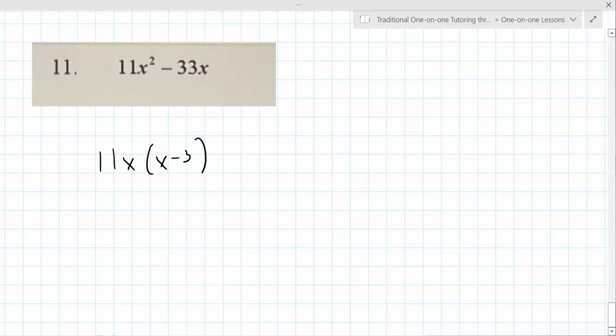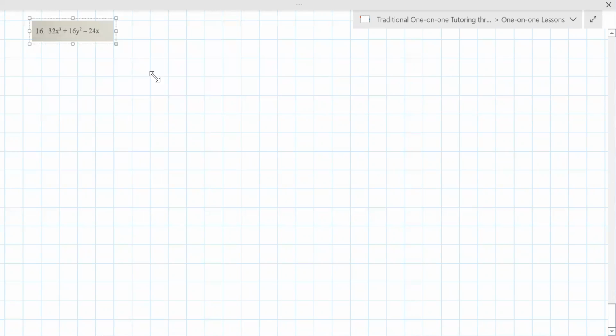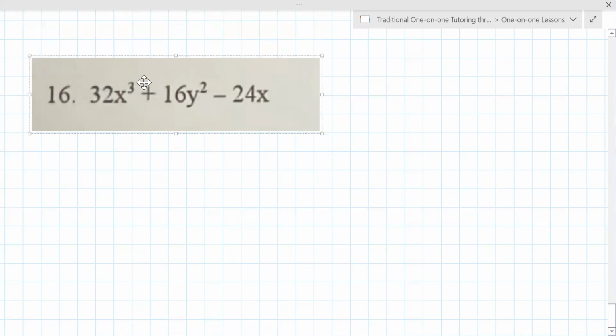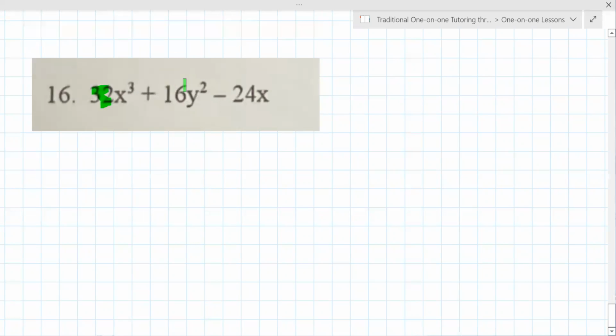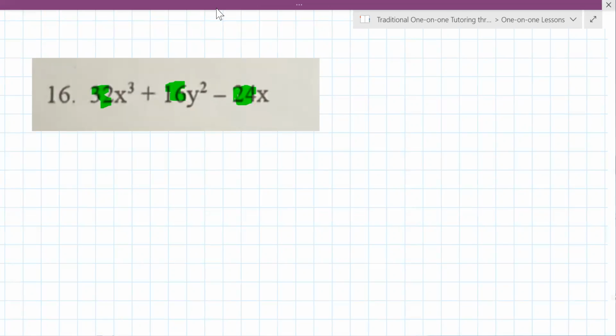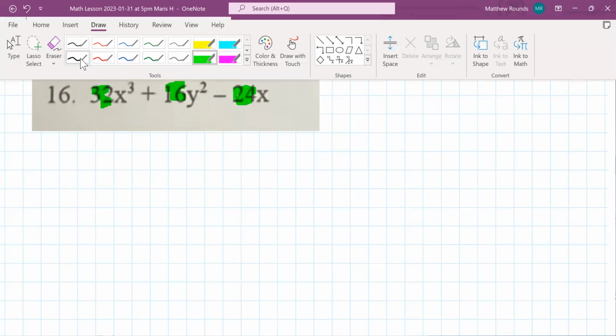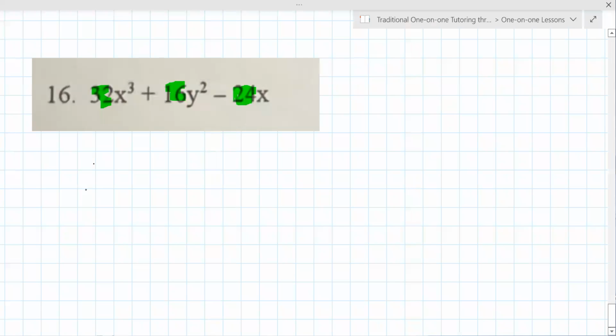Okay, so we're going to look at 16 next. So 16, we haven't seen this before. Well, what we have seen before is there's 3 numbers, and there is a number that goes into all 3. Okay, so that part you have seen before, and that number is 8. 8 goes into all 3.